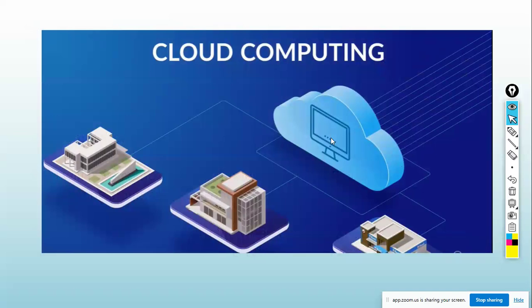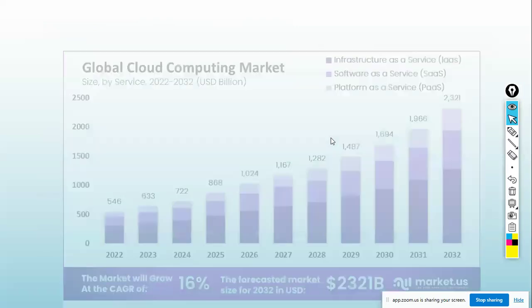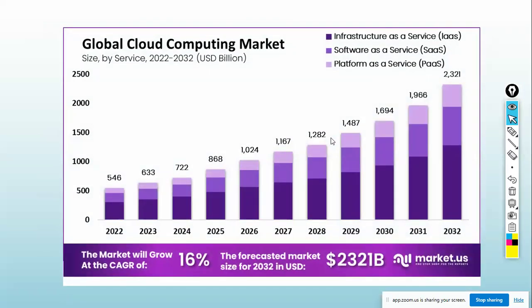So to start off, what is cloud computing? Before that, I wanted to show something. On the global market, you can see the projection: in 2024 it was 722 billion, and in 2025 it is 868 billion. So every year the global market is increasing at the rate of 16 percent. You can see that there is no diminishing; the cloud computing projection is always very high. This is on a global level, increasing at 16% every year.